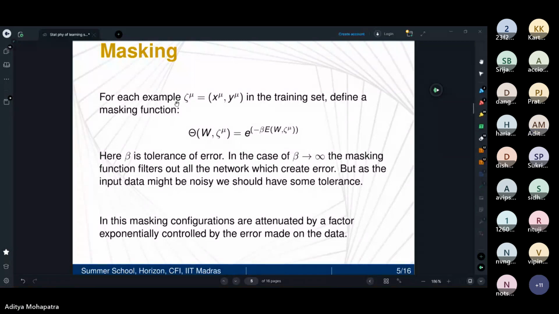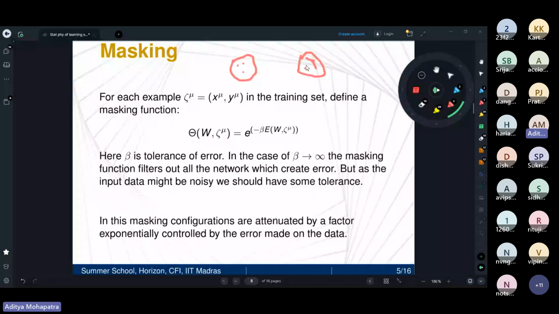Basically, for every mu, you have mu points of x and y, like mu pairs. I just list them here. You have this x space, and this is y space. You take, let's say mu is 3. You take 3 points, and you take 3 points here. These 3 pairs are basically our training sets.